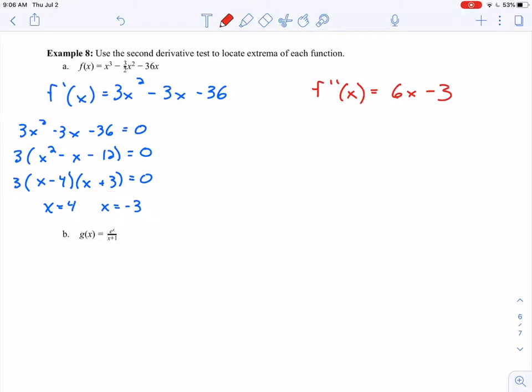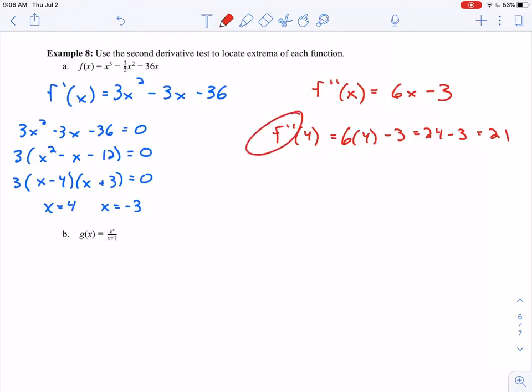So let's start with 4. I want to look at f double prime of positive 4. This is 6 times 4 minus 3. So let's see, I have 24 minus 3. This is 21. In particular, this is a positive 21. So what does this mean? Be careful here. I think it's easy to mix up your signs here.